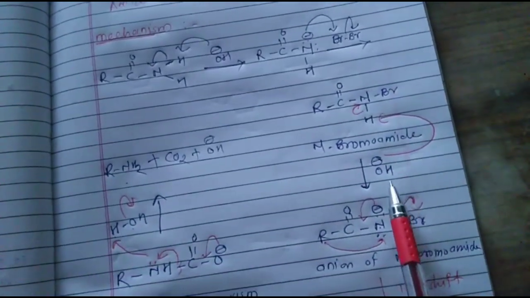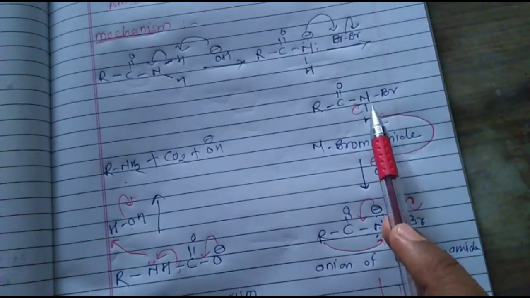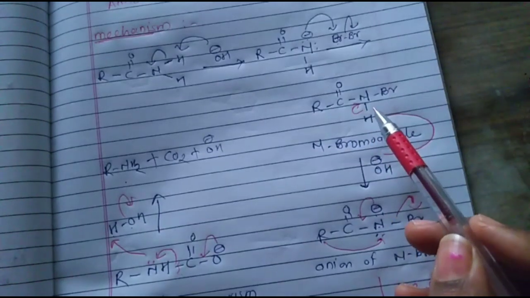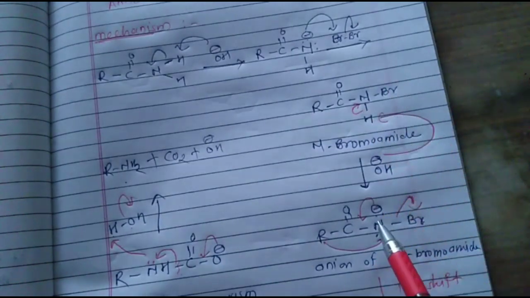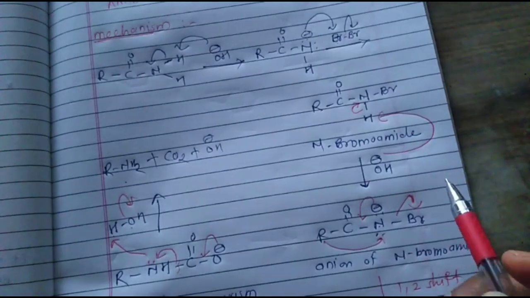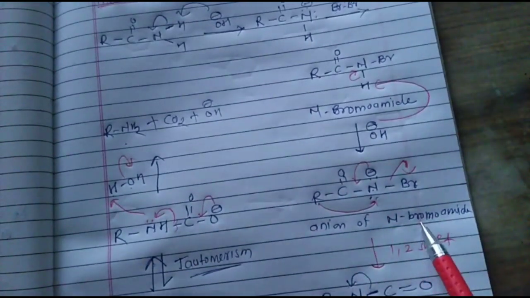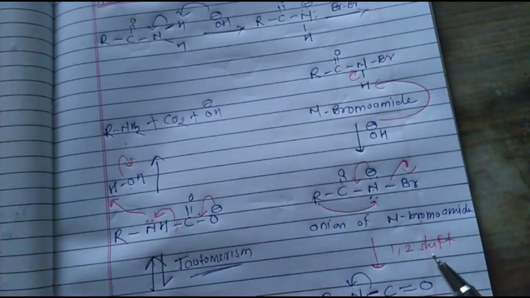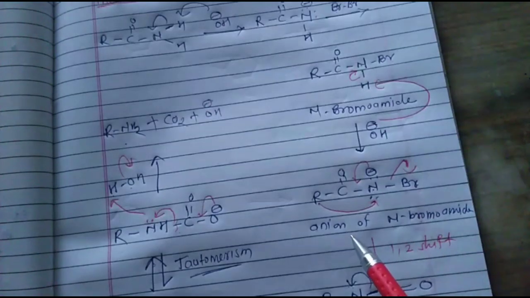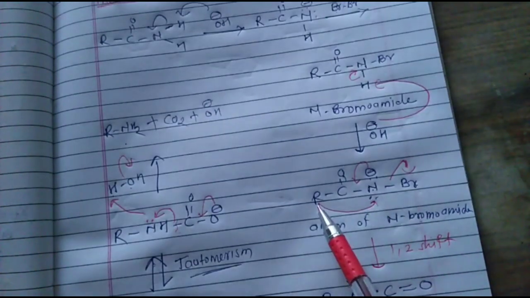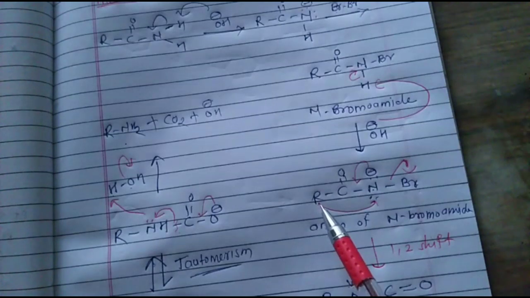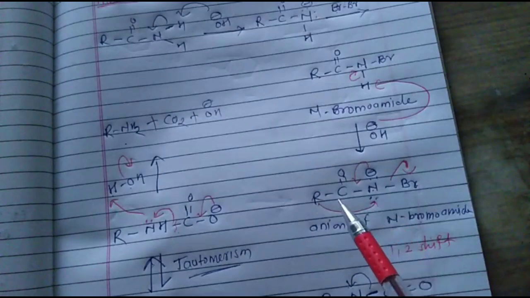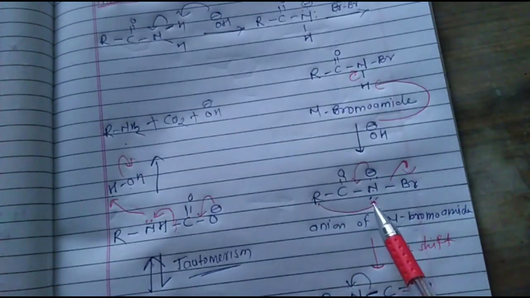Then again this base attacks another hydrogen which is present on this nitrogen, and the nitrogen again takes the electron and becomes negatively charged in this manner. This is called the anion of N-bromoamide. Then here a rearrangement takes place, or we can say the 1,2 shift. This R group is shifted or rearranged. This is a rearrangement reaction, that means any group which is rearranged. Here this R group is rearranged to this nitrogen.